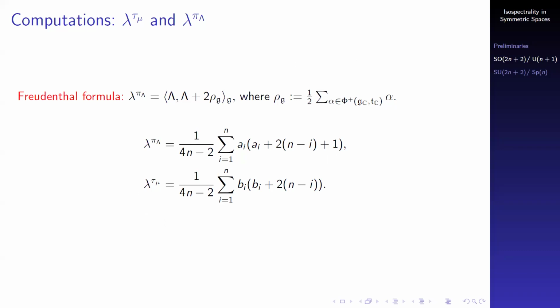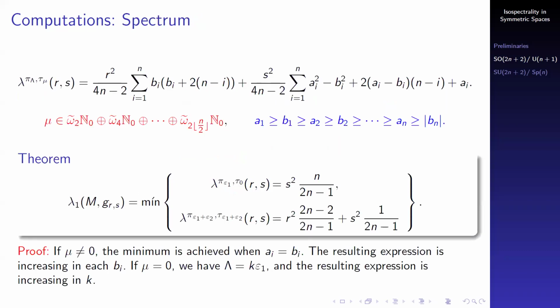And putting everything together, we can describe the spectrum. So the spectrum has to be this expression over there. And of course, we need the condition. Remember that mu is represented by the b's, and the a's are the capital lambda. So we have this condition. This is the formula for this condition.